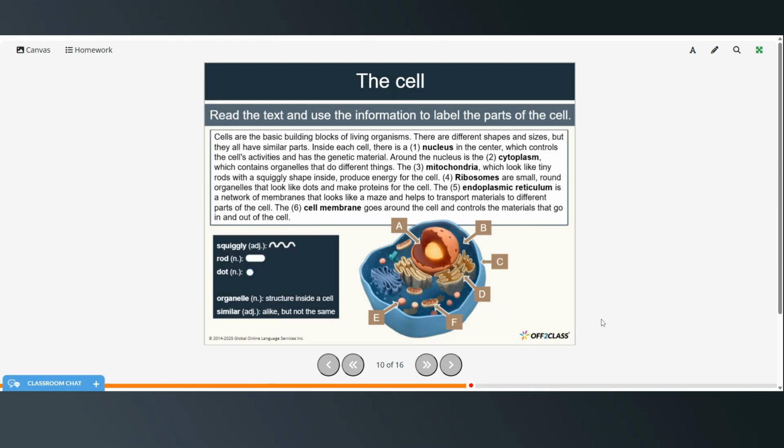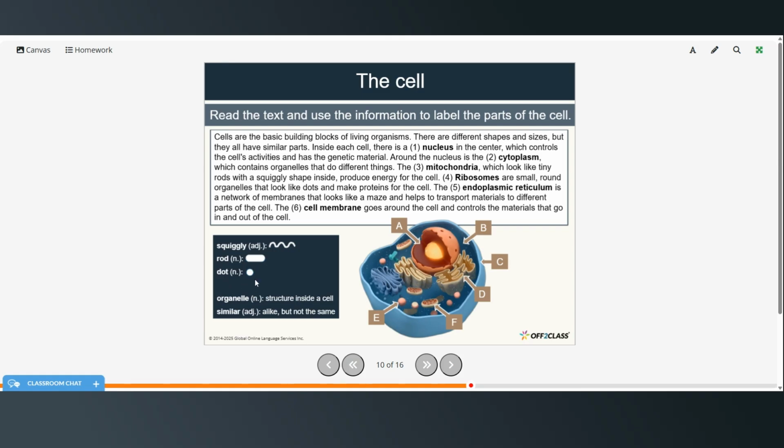All right, so now you can pause the video and read this on your own, or you can follow along as I read, and then practice labeling the different parts of the cell. Here are some vocabulary words to look at first. So squiggly is an adjective, and this is an example of a squiggly line. Rod is a noun. This is an example of a rod.